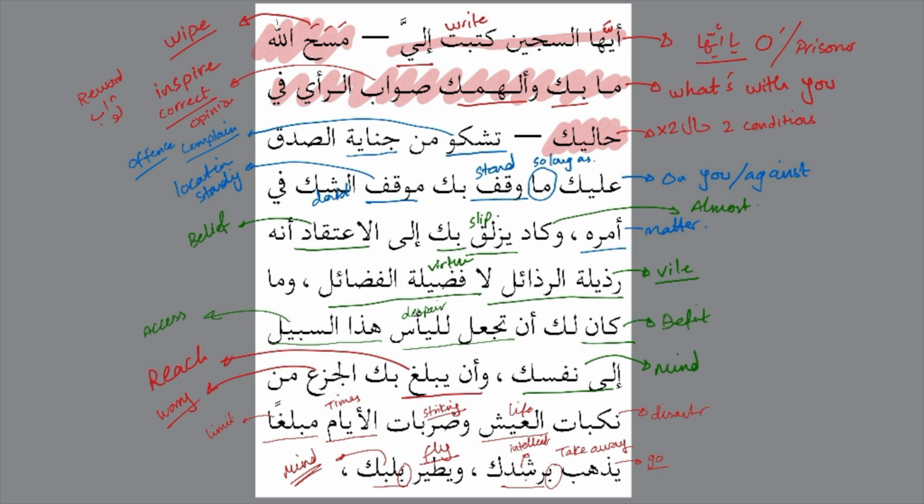Alright, so let's have a look at this one. تشكو من جناية الصدق عليك. Yeah, so تشكو من جناية, you're complaining, you're going to a judge and you're complaining about the crime Sidq has done against you. So you might want to use this, say, for example, شكوت إلى الشرطة من جناية زيد على سيارتي, أو من جناية زيد على نفسي.